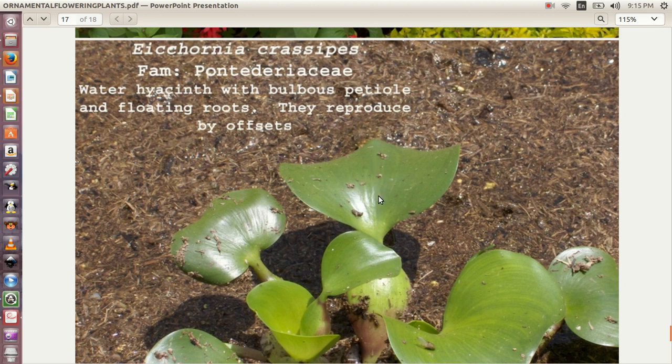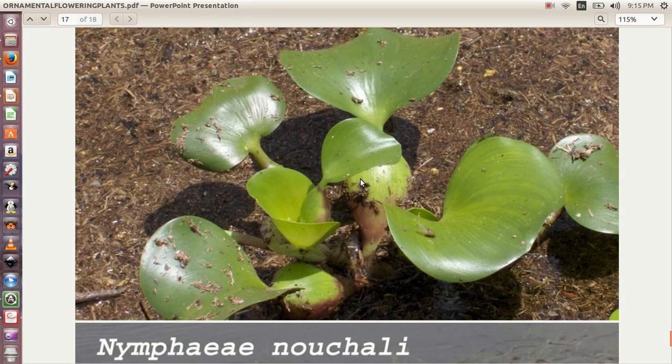So they grow by these offsets. So this is Eichhornia crassipes. Initially they brought these plants for their colorful flowers, but now they find it very difficult to control this terror of Bengal, which is also called Eichhornia crassipes or water hyacinth.